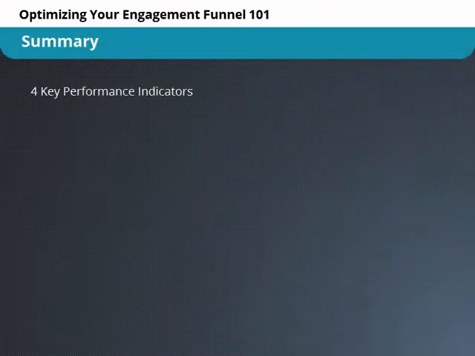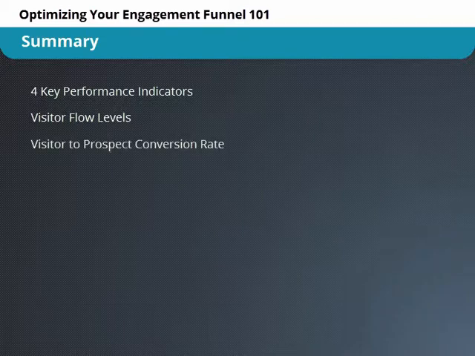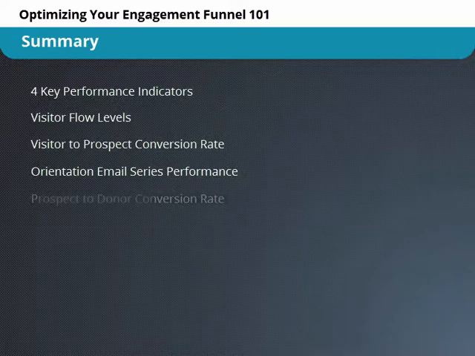To review, there are 4 key performance indicators for optimizing your engagement funnel. Visitor flow levels: how many people are coming into your funnel relative to the number of new donors you're looking to acquire. Visitor to prospect conversion rate: the percentage of these visitors that provide you with their email or other way that you can connect with them. Orientation email series performance: the percentage of people opening your emails and what percentage of those are clicking on any links inside. Prospect to donor conversion rate: what percentage of your prospects are becoming donors.